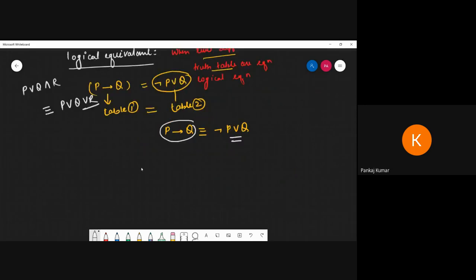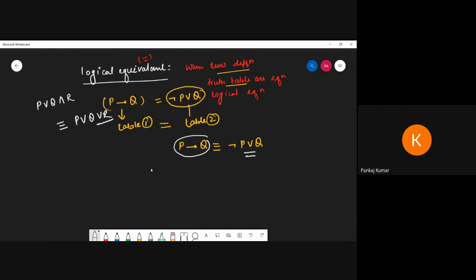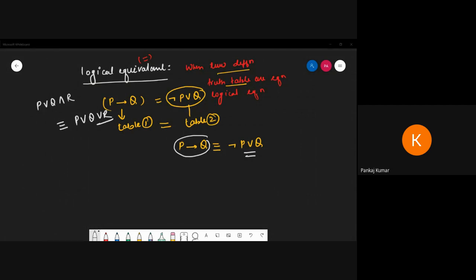I hope the words whatever I am writing are in a readable size. Is the word size okay for you, are you able to see and read? Anyone please reply. Is it too small? No one. Sorry.